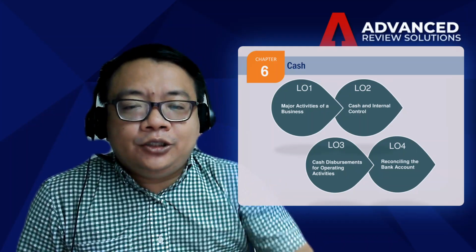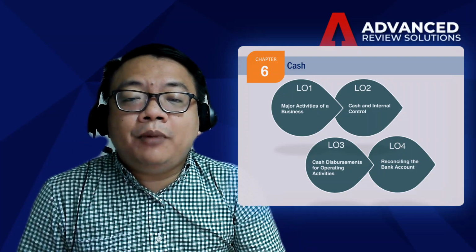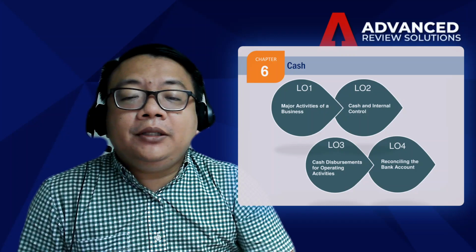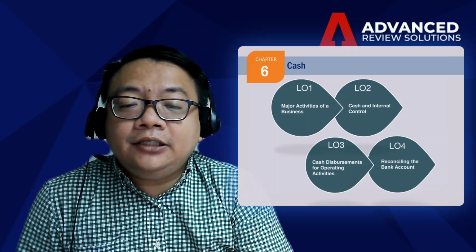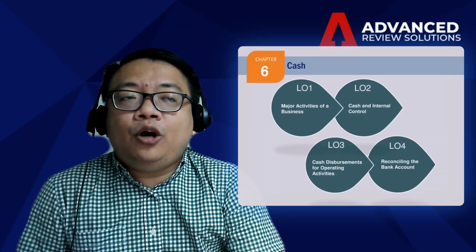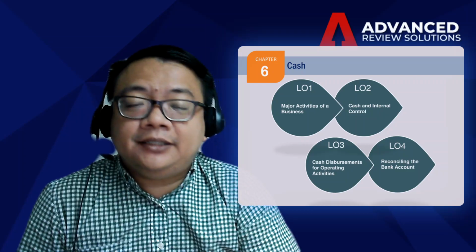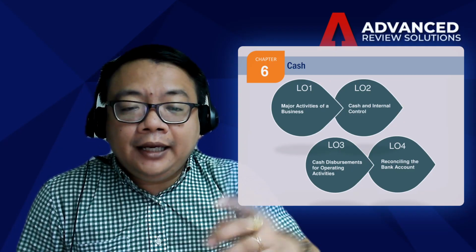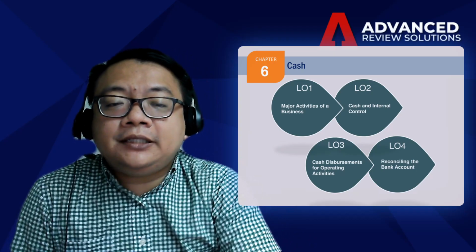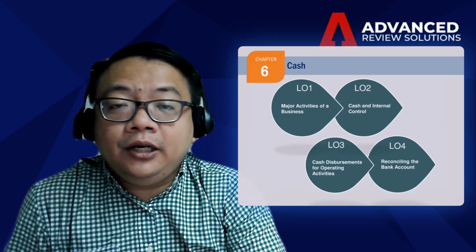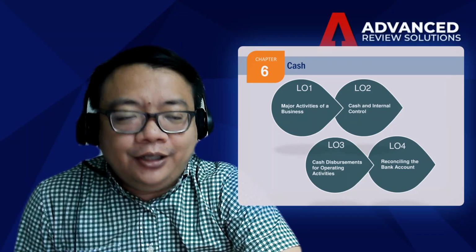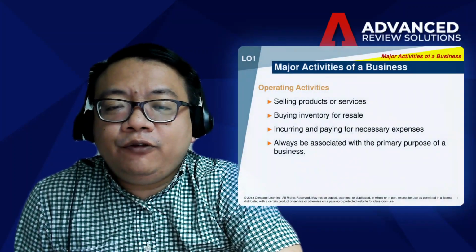Number two, we'll discuss also your cash and internal control. Number three, what would be your cash disbursements and some of the cash operating expenses, particularly your cash receipts. And the last one, we will discuss reconciling your bank account, so more on the bank statement. All right, so we'll start first.